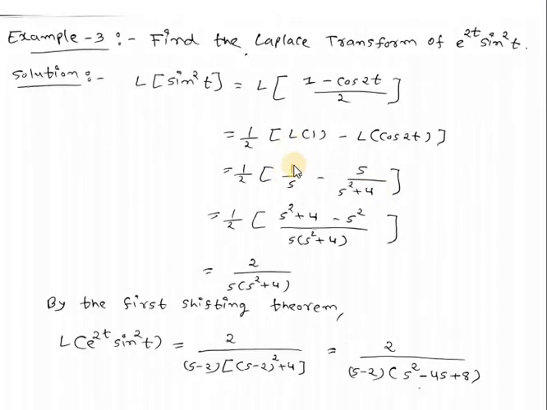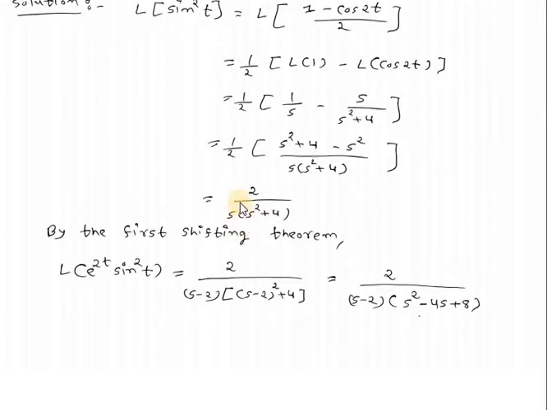So Laplace of 1 is 1 divided by s, and Laplace of cos at is s divided by s square plus a square. Here a is 2, so it will be s divided by s square plus 4. If we simplify it, then it will be (s square plus 4 minus s square) whole divided by s into s square plus 4. So here s square and s square cancel out, and 4 divided by 2 will be 2. So final will be 2 divided by s into s square plus 4.